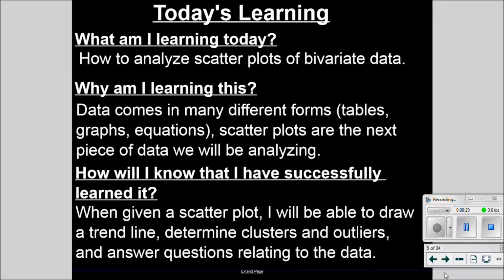So why are we learning this? Because data comes in many different forms. We've talked about tables, we've talked about graphs, we've talked about equations. Scatter plots are just the next piece of data we're going to analyze. So it's just the next thing we're learning.